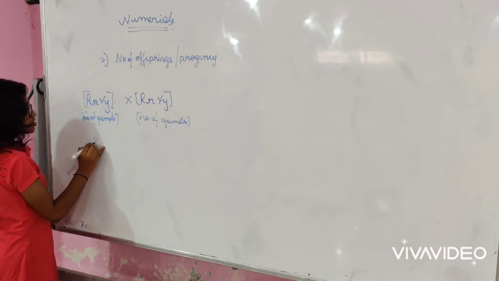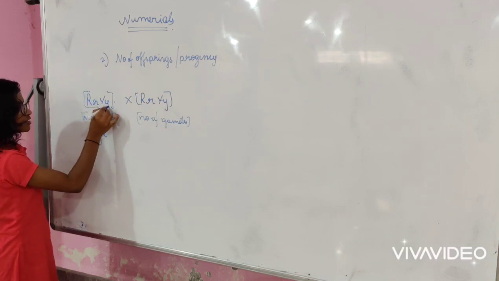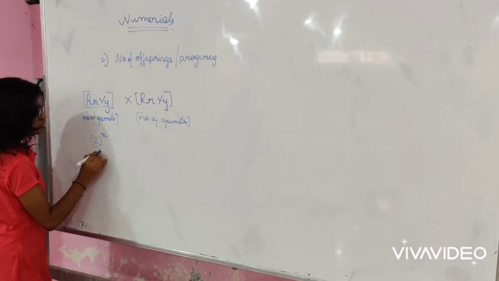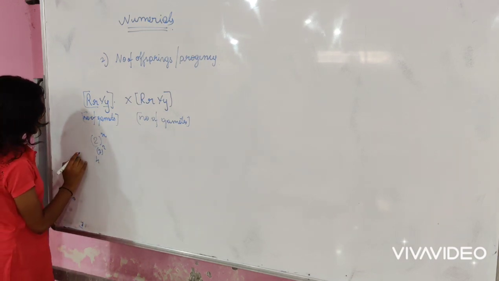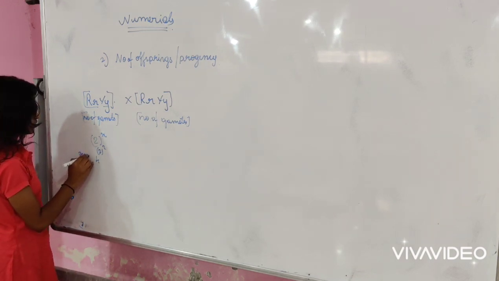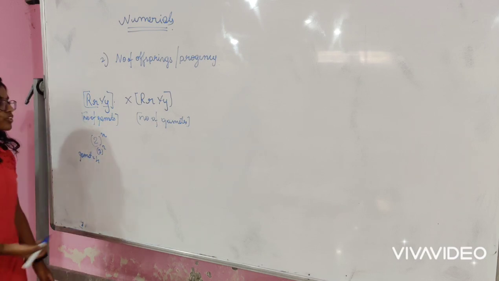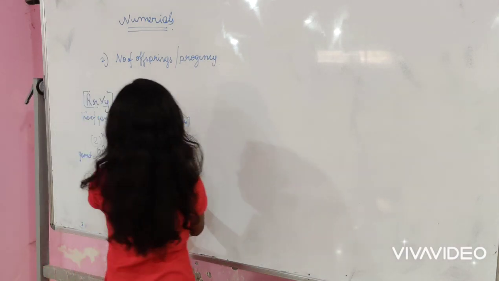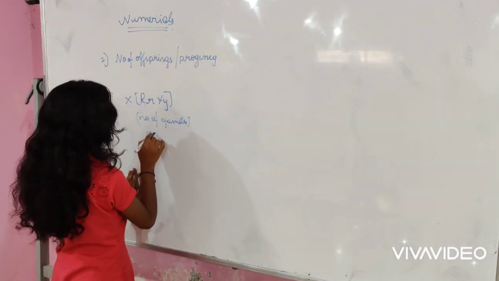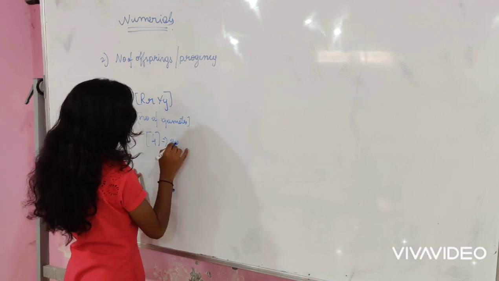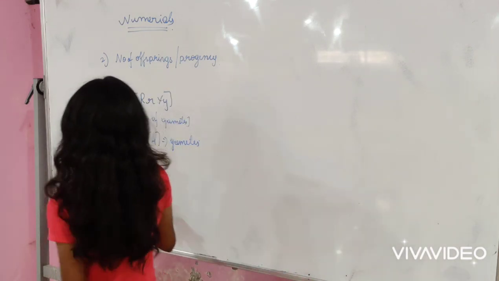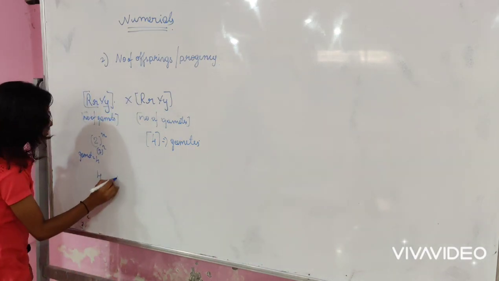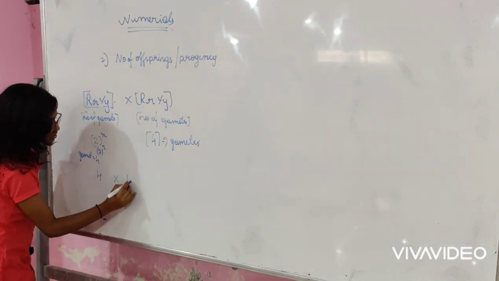So how many gametes will be there? 2 to the power n, and n is 2, so it will be 4, which is 2 to the power 2 equal to 4. So this is gametes. And here also it will be the same, so 4 is gametes. You understood this? So after this it is 4 into 4.